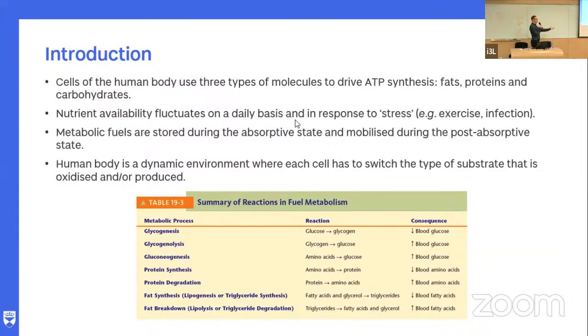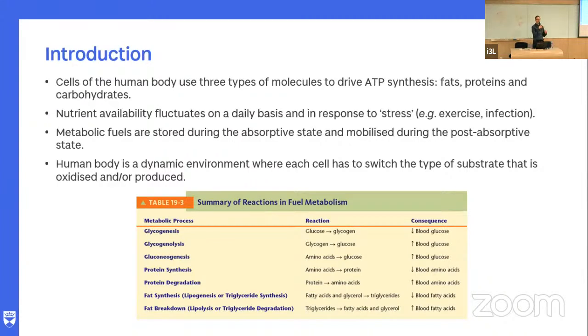Glycogenolysis, that's when the glycogen is broken down to glucose, and that glucose can be released back into the blood. And then similar metabolic and anabolic reactions for the other nutrient fuel sources, proteins and fats. So I'm going to focus primarily on glucose and blood glucose control.